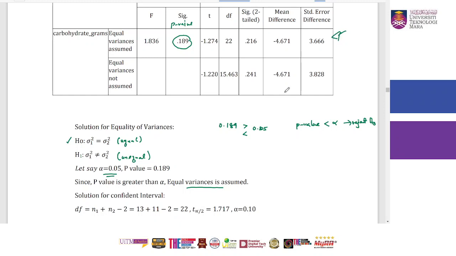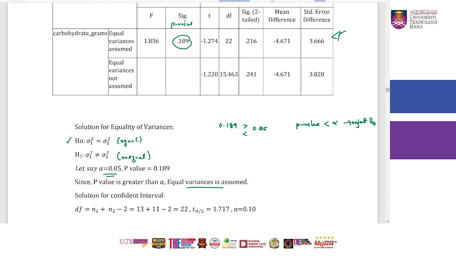Tapi kalau this value is less than 0.05, then you have to reject the null hypothesis and conclude that equal variances not assumed. So you kena baca row yang kedua. So result you daripada menggunakan row yang kedua.